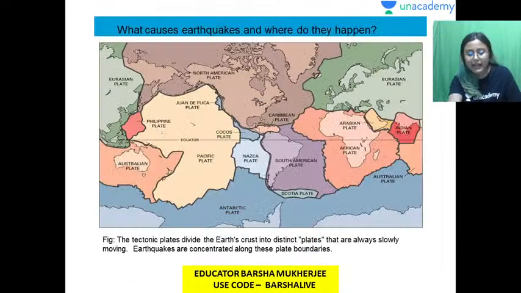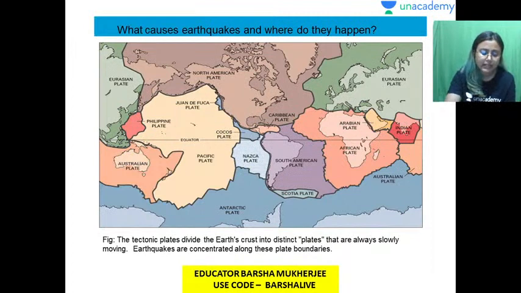Moving on, as we were talking about the plate boundaries, we also come across the fact that there are different types of plates, many different kinds of plates. Some are major plates, very big plates, and some are very minor plates, right?